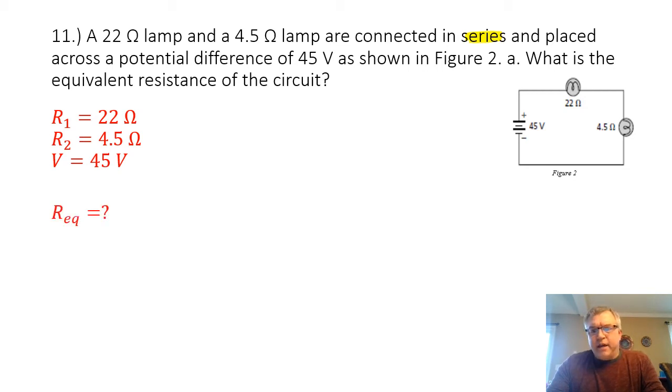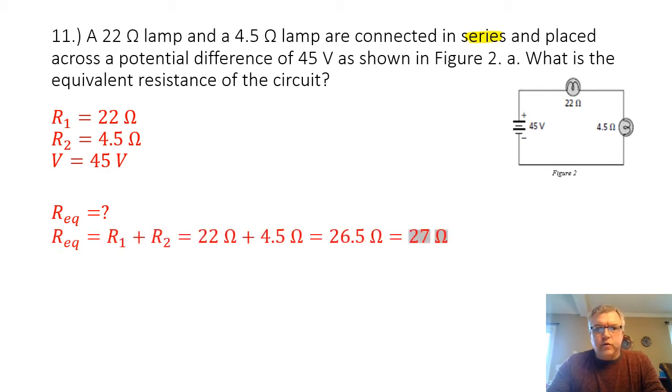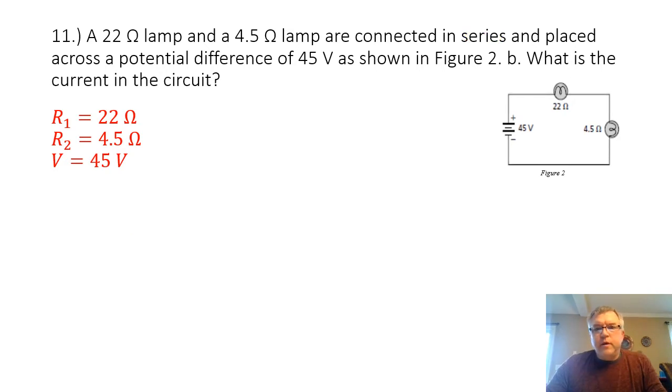Because this is a series circuit, I know that the equivalent resistance is just equal to the sum of the individual resistors. So we take 22 ohms, add 4.5 ohms, we get 26.5 ohms or 27 ohms to two significant figures. Part B for question 11 is asking what is the current in the circuit. So I am looking for the current for the entire circuit.